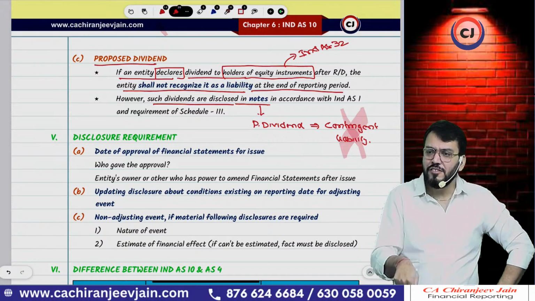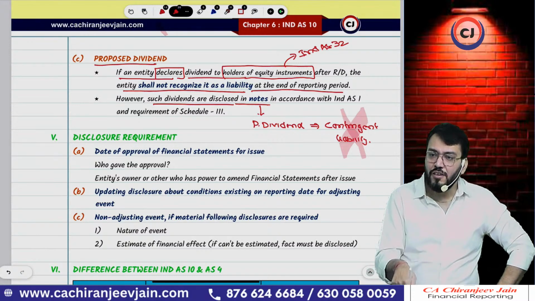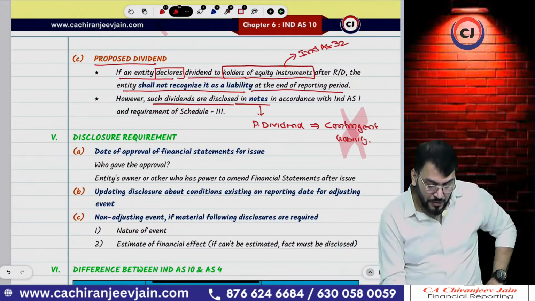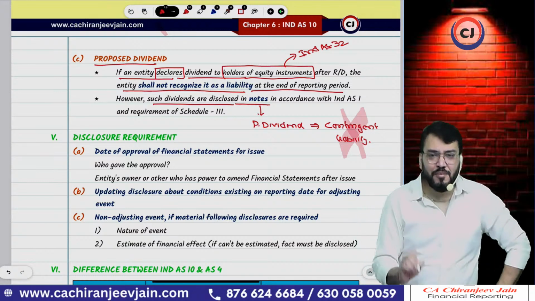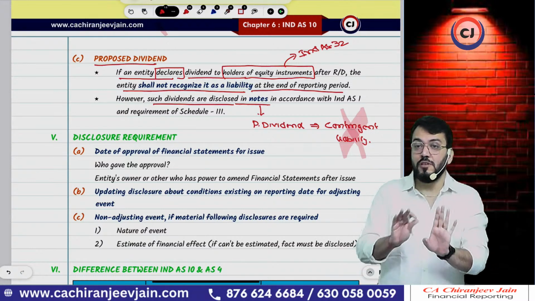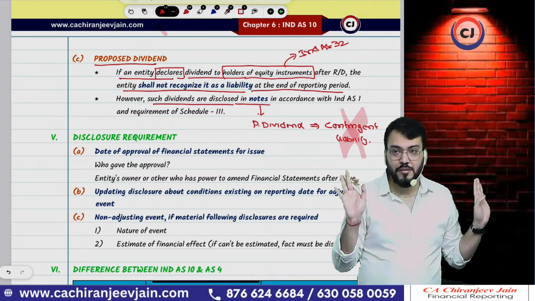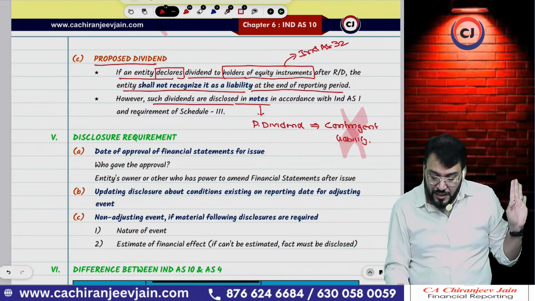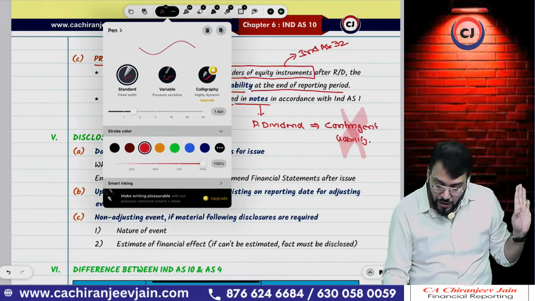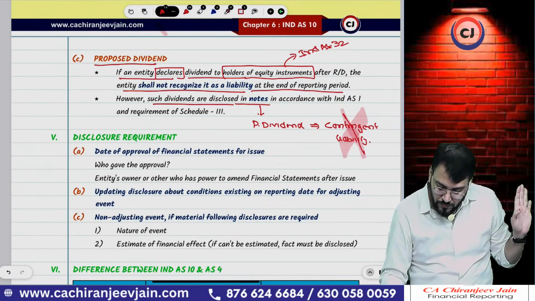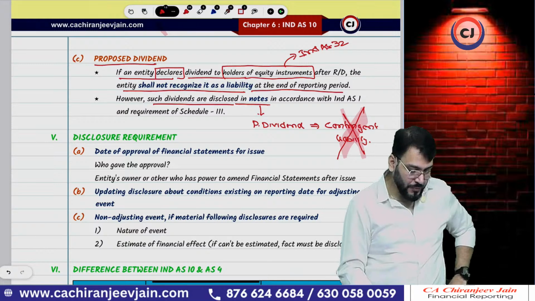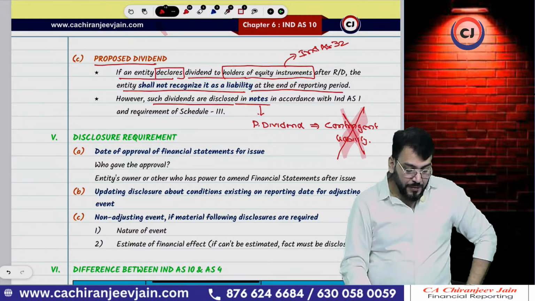So write this down now. Proposed dividend is not a contingent liability. This type of question they will never ask in the exam. Now, with MCQs, higher chances. Have you understood this point? So it is not a contingent liability. Okay, sir. Correct.